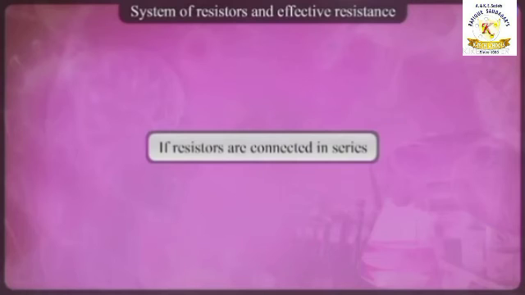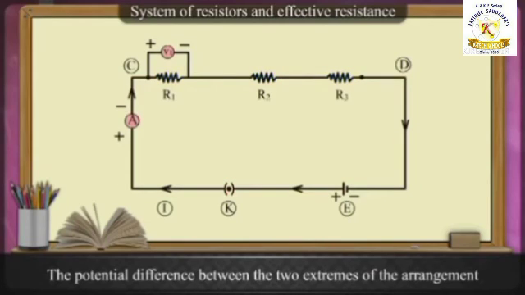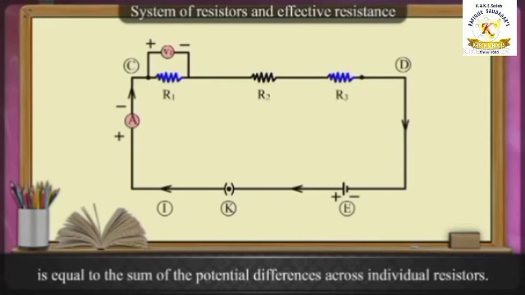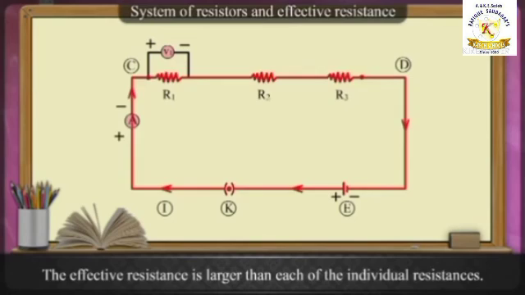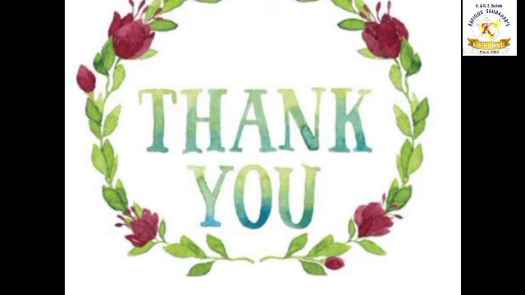If resistors are connected in series, the same current flows through each resistor. The effective resistance of the resistors is equal to the sum of their individual resistances. The potential difference between the two extremes of the arrangement is equal to the sum of the potential differences across individual resistors. The effective resistance is larger than each of the individual resistances. This arrangement is used to increase the resistance in a circuit.